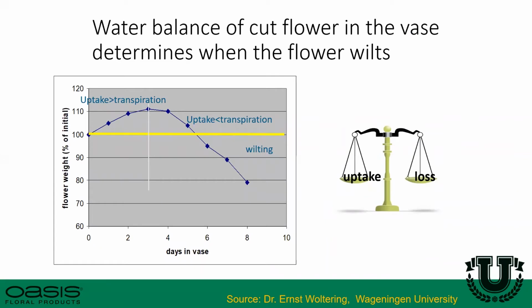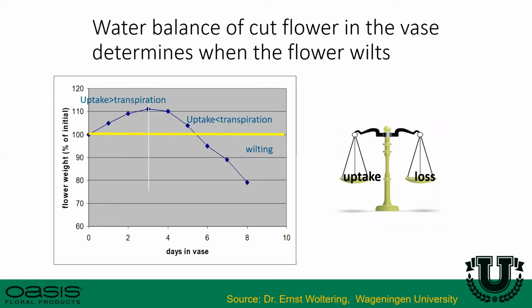So really, movement of the water up the stem into the flower is a balance between water uptake and water loss through transpiration. And in this graph, on the y-axis, we have the percentage of the initial weight of a flower, and the number of days in a vase on the x-axis. So at day 0, we're at 100% of the initial weight. And within 3 days in a vase, we're showing that uptake is greater than transpiration. So the flower is gaining weight. It's taking up solution and it's getting heavier.